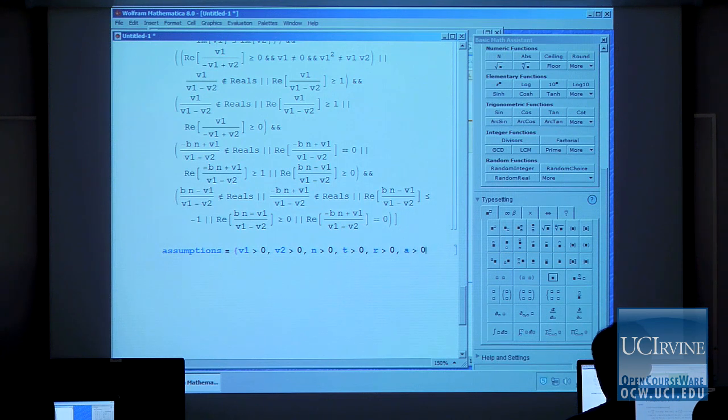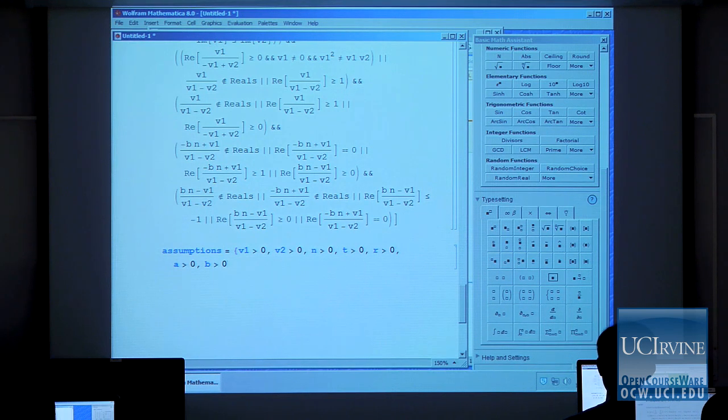Can you just put in a number for R or not? Yeah, you could. We don't know whether we want to use common units or some other units. We'll save that for later. B is greater than 0.